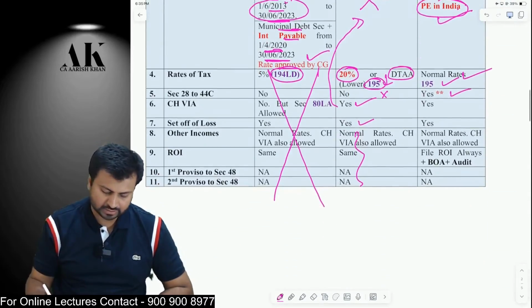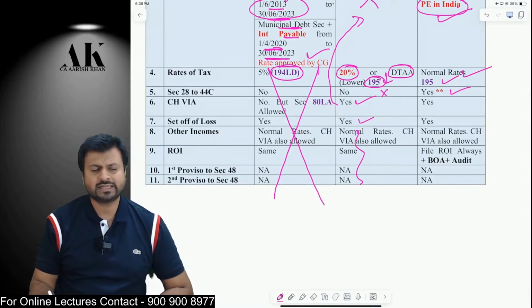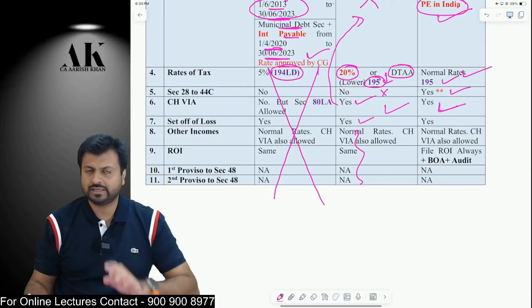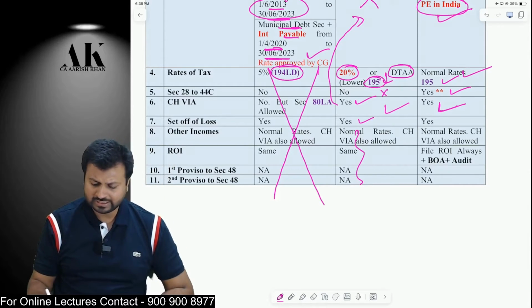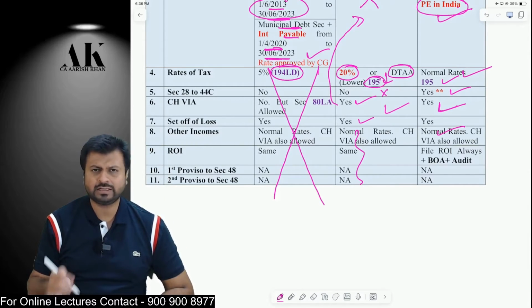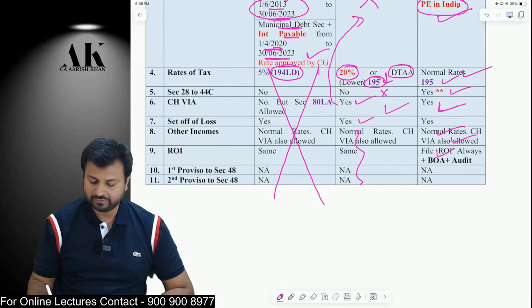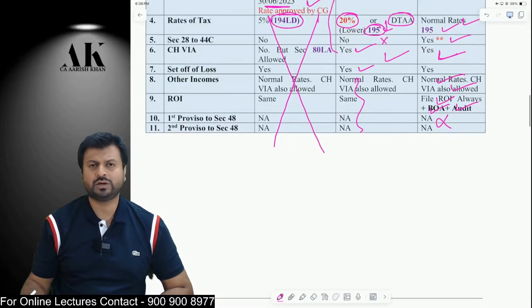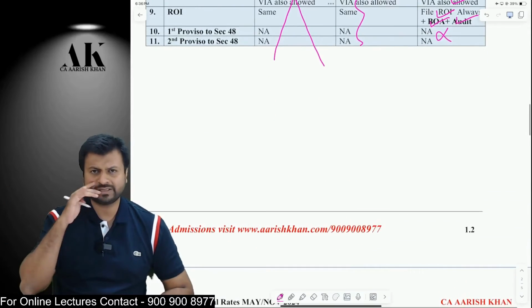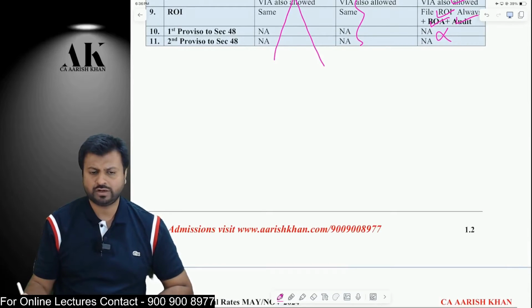Now coming back to the discussion, what about Chapter 6A? Yes, Chapter 6A is allowed in 115A also and in 44DA also. Against your royalty and FTS income, you can claim that. Other normal rates will be applicable here for other income. Chapter 6A will be allowed for other income also, and in 44DA, you have to file ROI, maintain books of account, and conduct a tax audit. First proviso and second proviso are not applicable here. They will be applicable from the 7th and 8th sections onwards. Right now, it is not applicable. It is not relevant in this particular section as of now, at least.